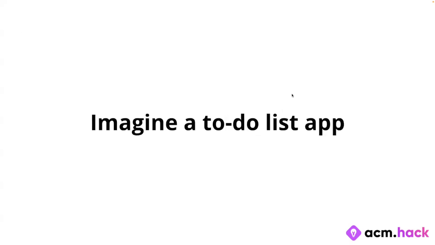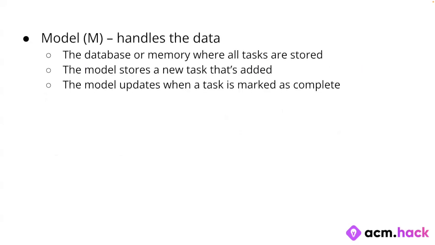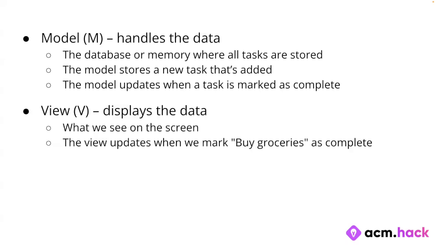Anyways, let's look at a concrete example. So imagine we're having a to-do list app again by our hand. The model part will be handling the data. So basically, it could refer to the database or memory where all the tasks that we have in our to-do list are stored. And the model stores a new task whenever we add one, and the model updates when a task is marked from incomplete to complete, something like that.